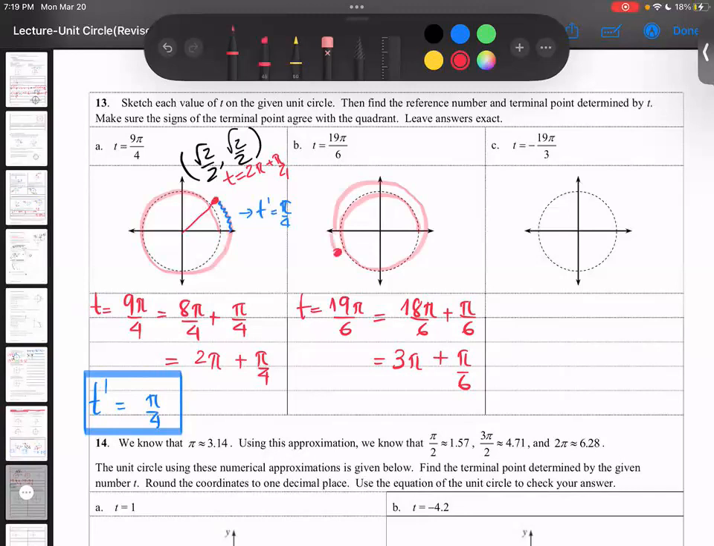So t equals 19 pi over 6. And t prime is the shorter distance between the x-axis and the terminal point. So that will be pi over 6. That distance is pi over 6. See how easy it is? You don't have to remember anything. All you have to remember is the definition. Why don't you guys try C? Just pause the video and try C.